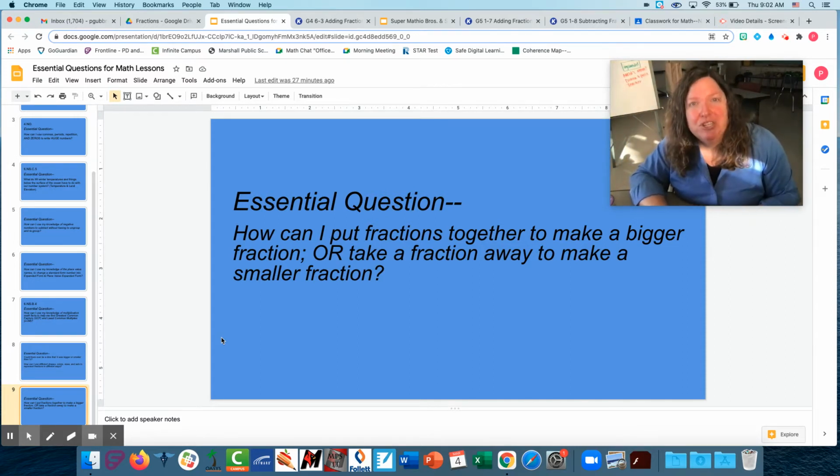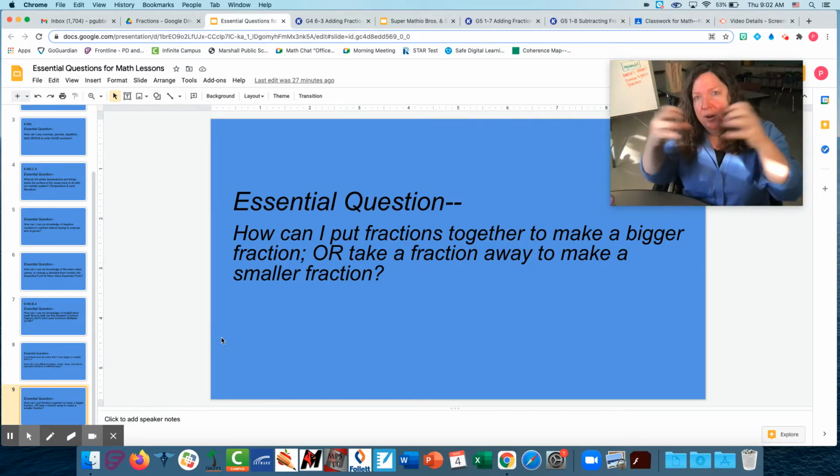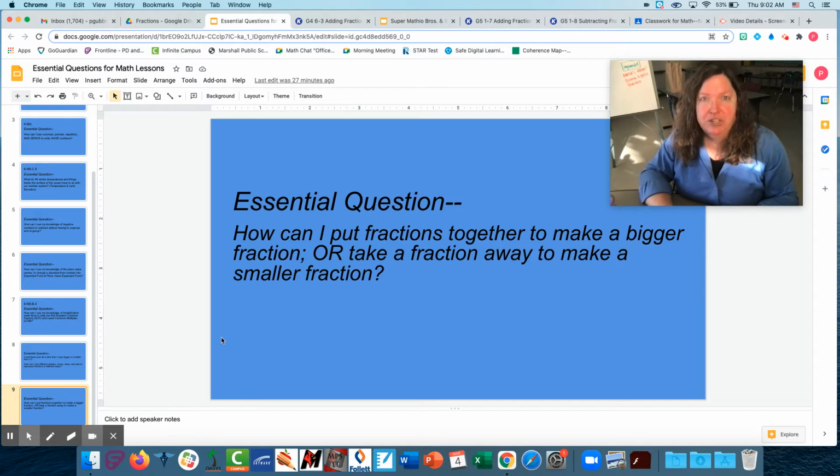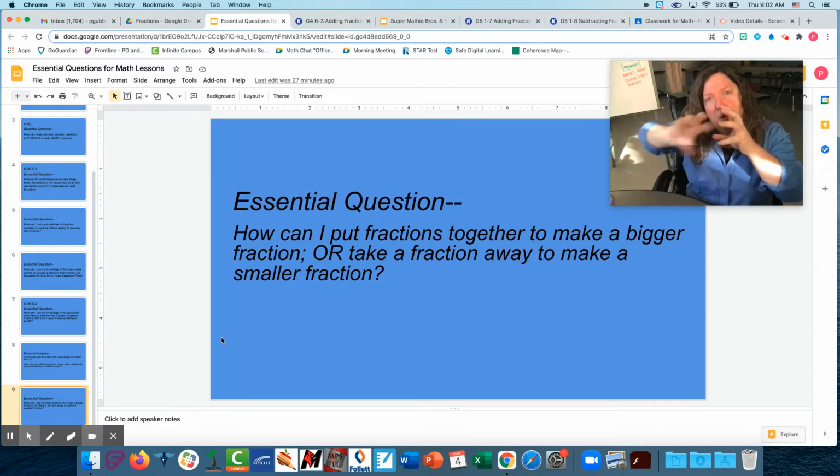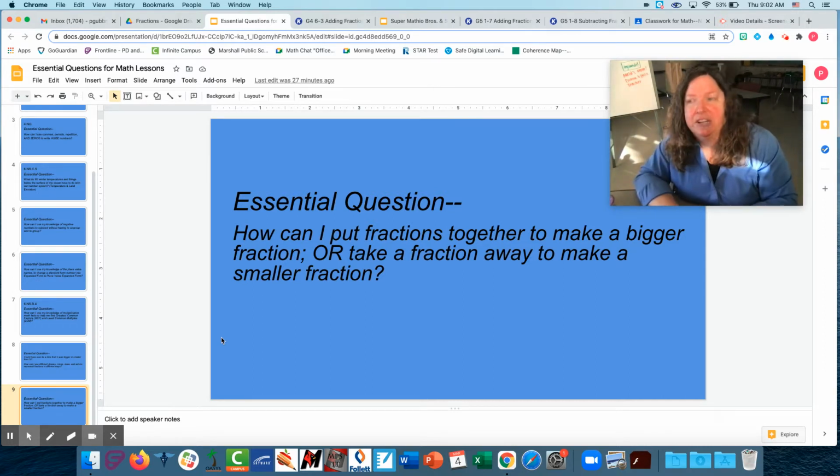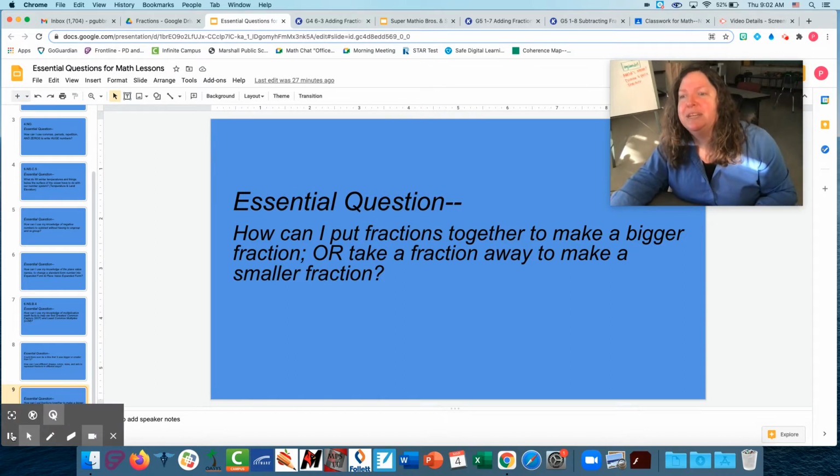So our question today, our essential question: how can I put fractions together to make a bigger fraction? Or how can I take away a fraction to make a smaller fraction? That's what we're thinking about today. So take out your notebook, write down our essential question, and come right back when that's written down, please.